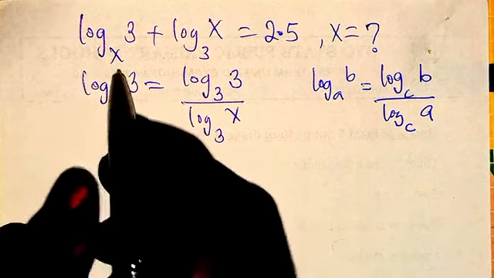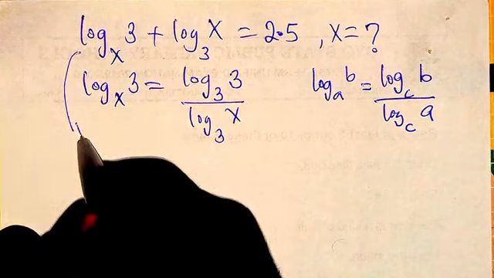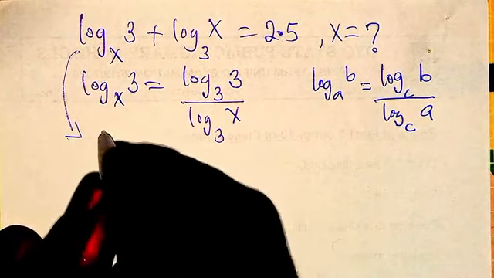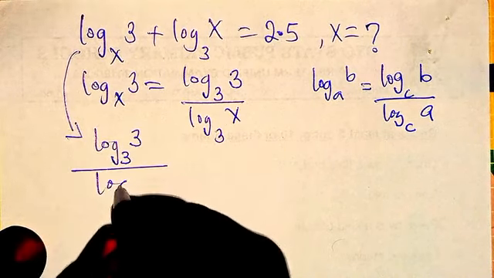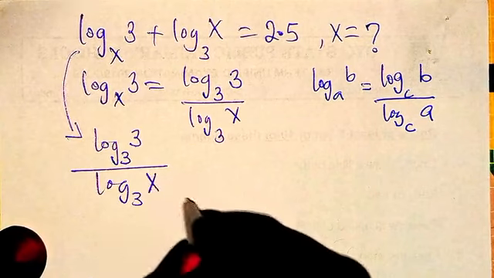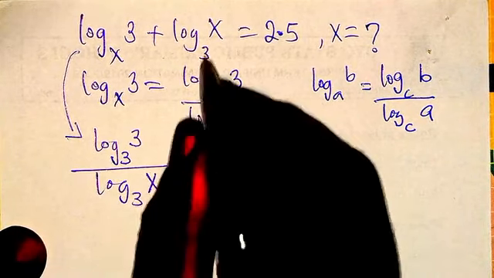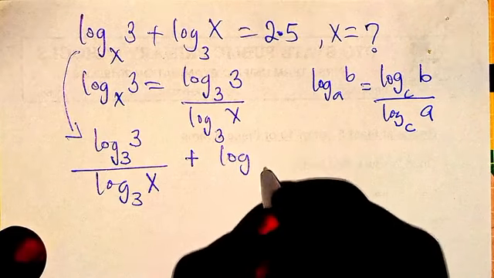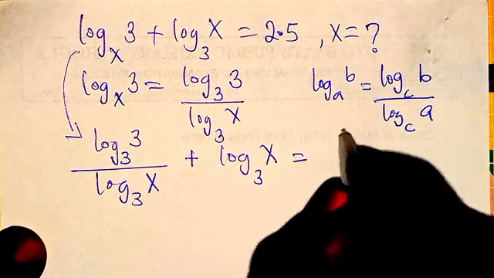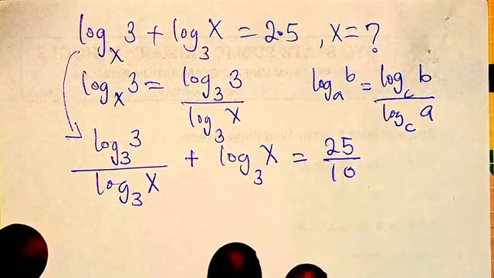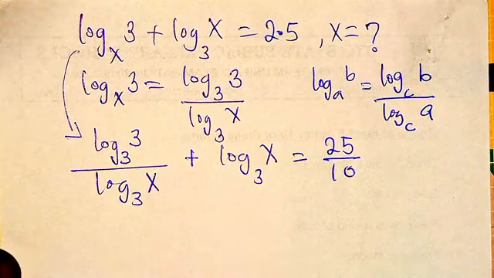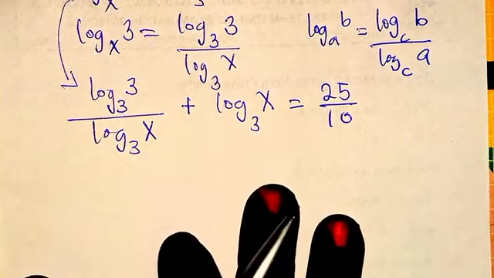So I'm going to replace this now. From here, I'll replace it with this. I'm going to have log base 3 of 3 over log base 3 of x plus log base 3 of x equals, now this 2.5 in fraction will be 25 over 10. Are you following? So now from there we move further.